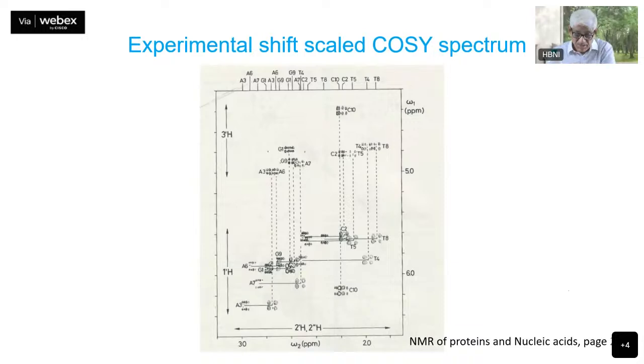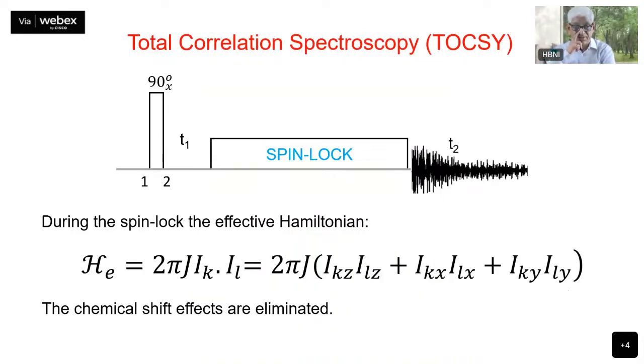Okay, so therefore, this helps in the shift scale COSY experiment. Okay, all right. So now we turn to another kind of experiment which is called total correlation spectroscopy. This is a different concept now.